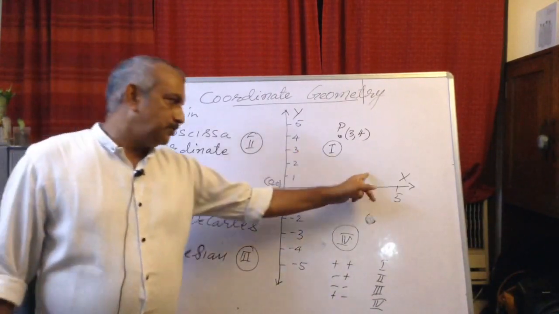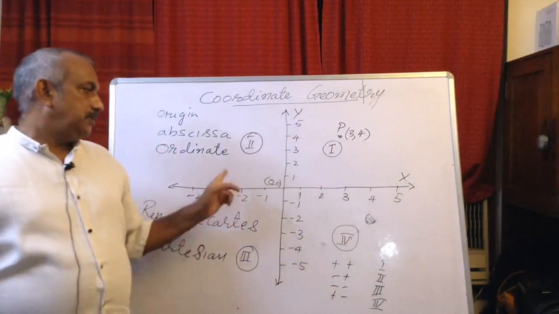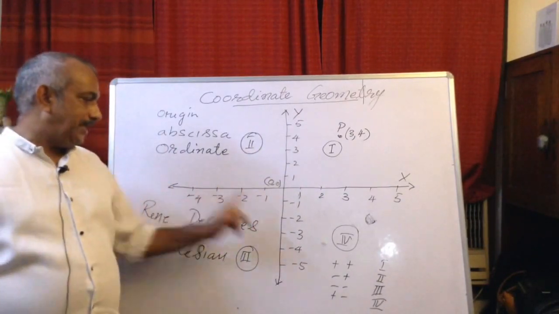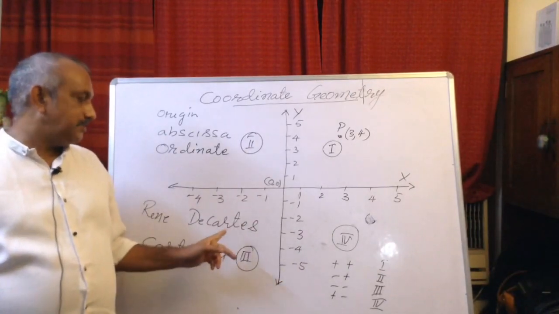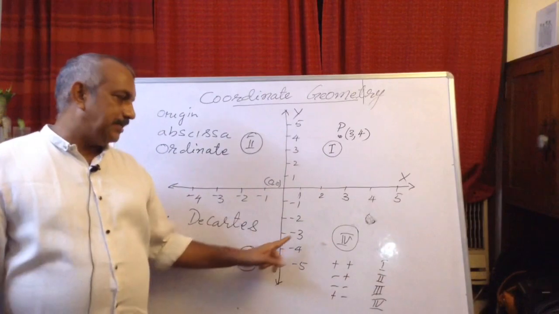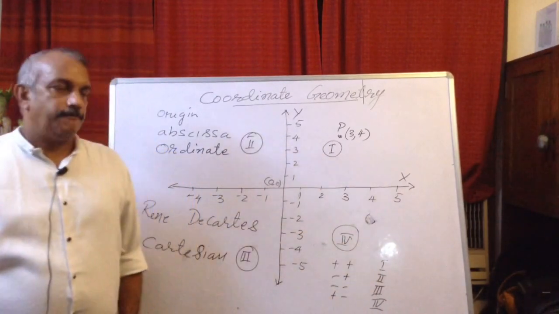If both are positive, it is the first quadrant. If x is negative and y is positive, second quadrant. If both x and y are negative, then it is the third quadrant. If x is positive and y is negative, then it is the fourth quadrant.